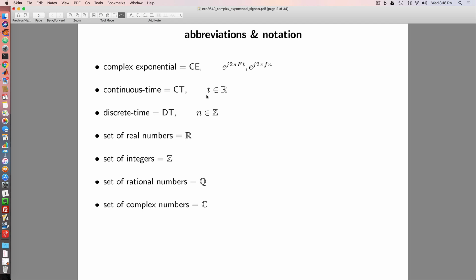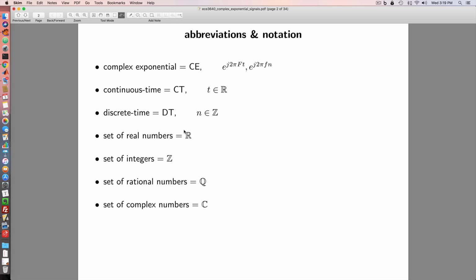The variable t will refer to continuous time, and t is a real number, so it takes on any value between plus and minus infinity. Whereas DT, discrete time variable, will be n, and it takes on only integer values. It doesn't take on fractional values. It can't be 3.5 or negative 2.5. It can only take on integers, 0, plus and minus 1, plus and minus 2, and so on.